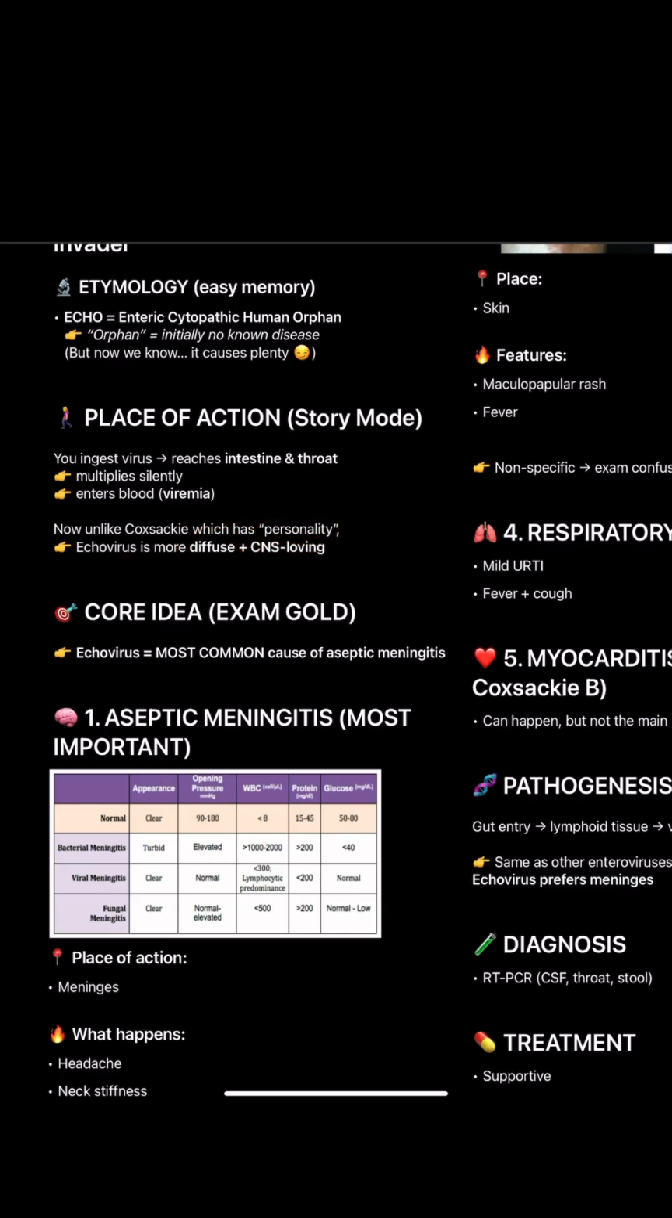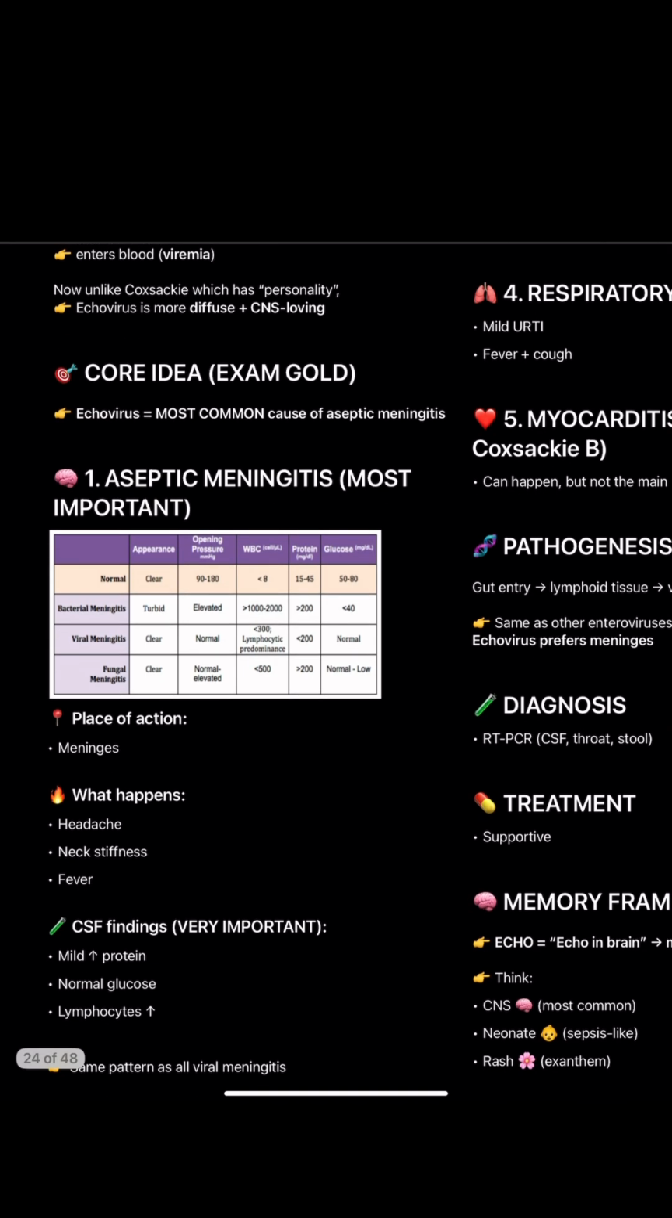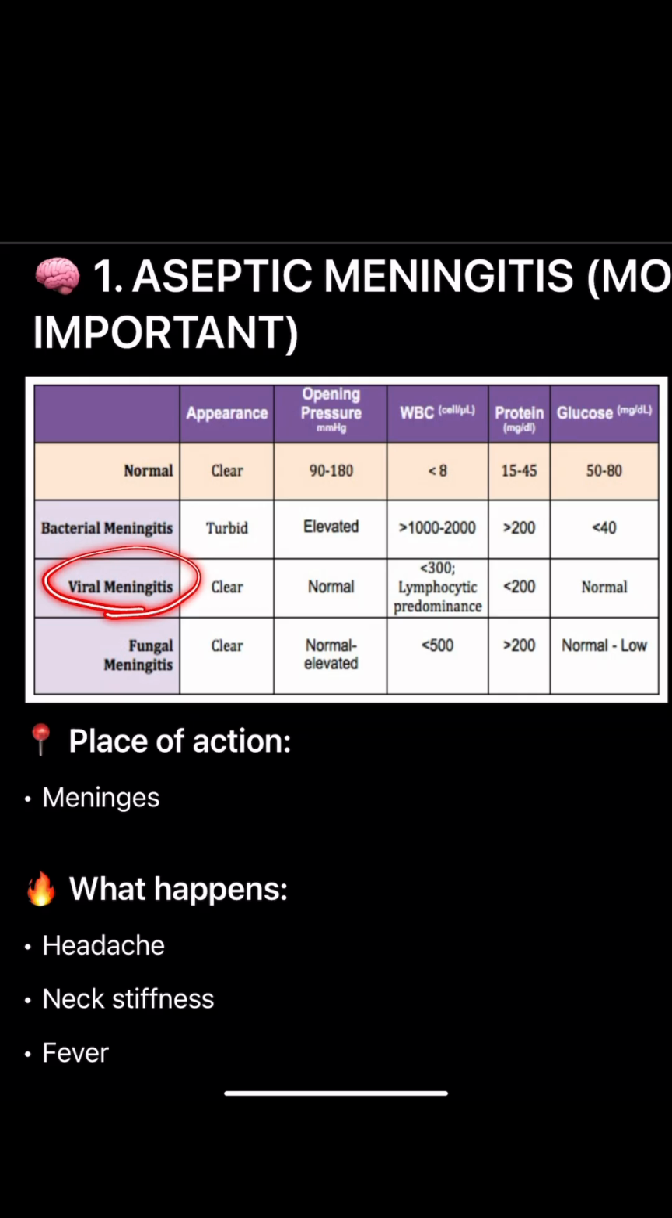Echovirus is the most common cause of aseptic meningitis. How do I remember this? Echo is produced in the meninges. So echovirus, most common cause of aseptic meningitis. Aseptic meningitis, most important: viral meningitis appearance is clear, opening pressure is normal. WBCs are less than 300, with lymphocytic predominance.